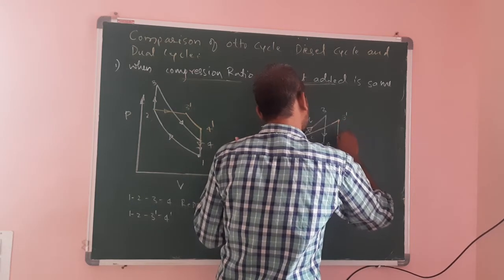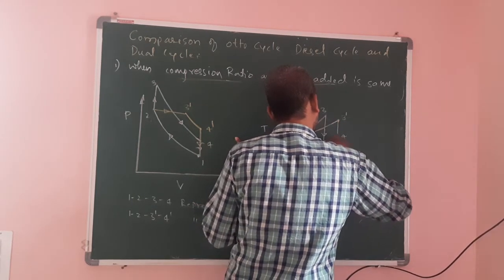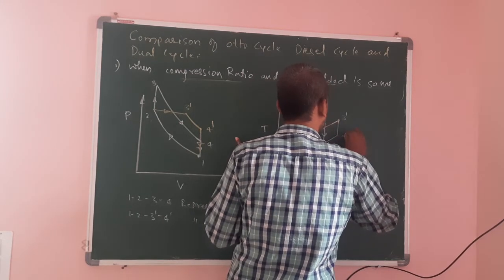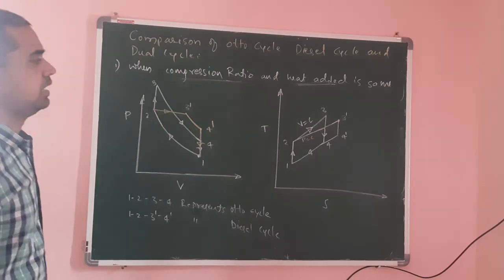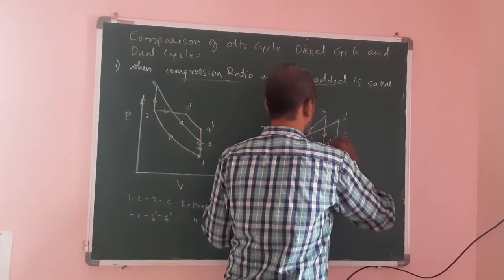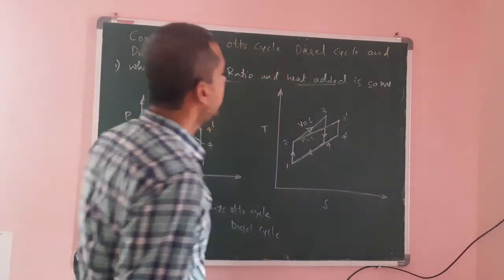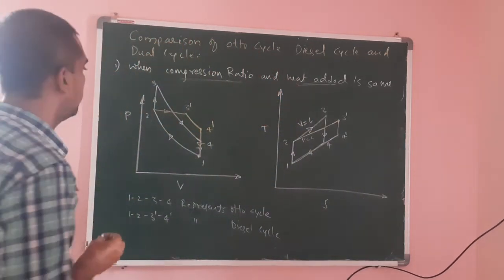Now again, heat rejection. This 3 to 4 dash is heat rejection. This 1, 2, 3 dash, 4 dash is the diesel cycle here. It is a diesel cycle. Now if we draw a dual cycle, what happens?